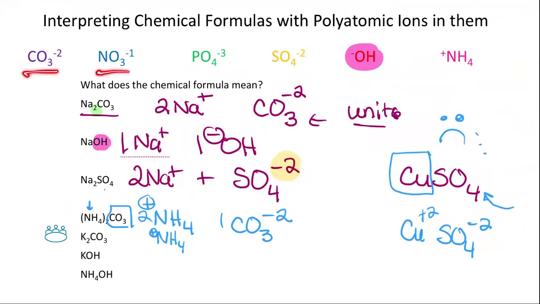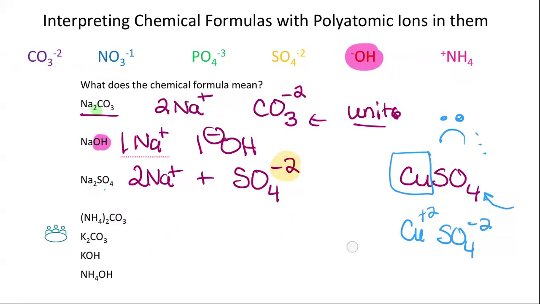Carbonate, sulfate, phosphate, nitrate: these are all the polyatomic ions with multiple oxygens, and the first 4 end in -ate. So that should help you. Okay, next one. Actually, I'm asking you to do the next 3 on your own. So pause it, do them, and we'll continue on with the next slide.